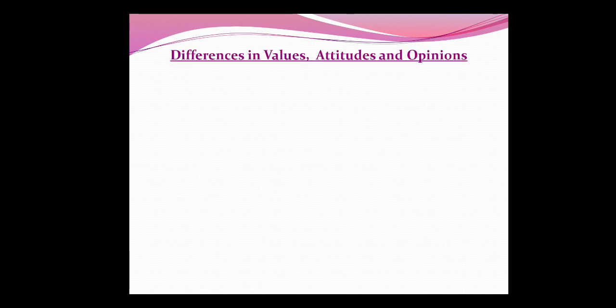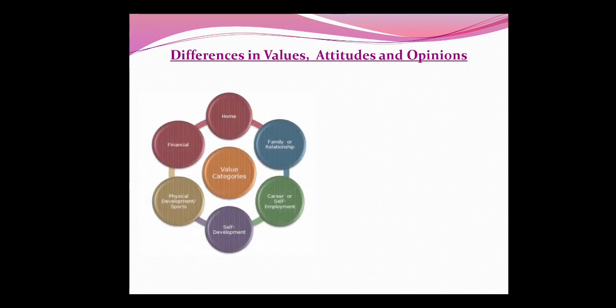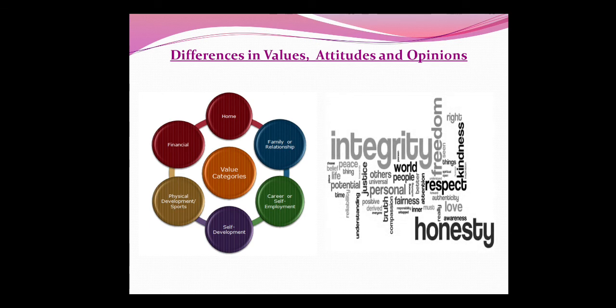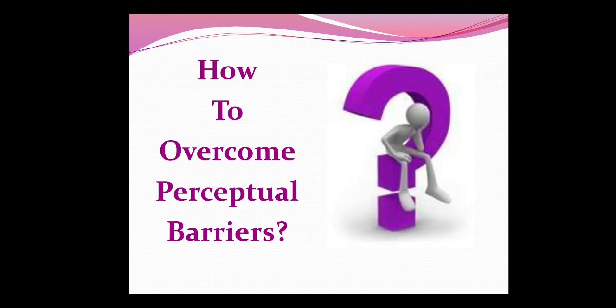Now, another type of perceptual barrier is difference in values, attitudes, and opinion. You all know what values are. What appears right to us may be wrong to others, and vice versa. It's our values that lead us to the definition of right and wrong.